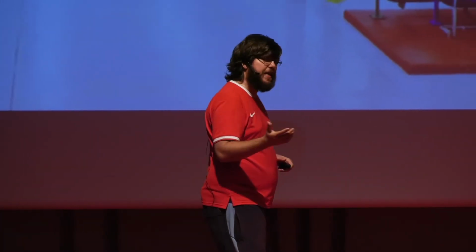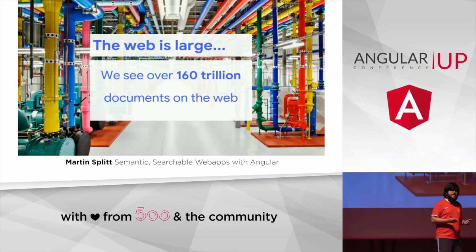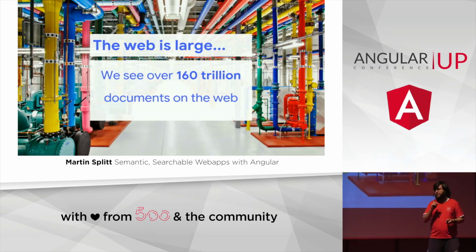What was it? The internet is freaking gigantic. And that's the problem. We see over 160 trillion documents on the web daily. So we have to do a lot. Googlebot is really busy and does not go home and does not swim home from work like I do. So Googlebot has to deal with all these things.